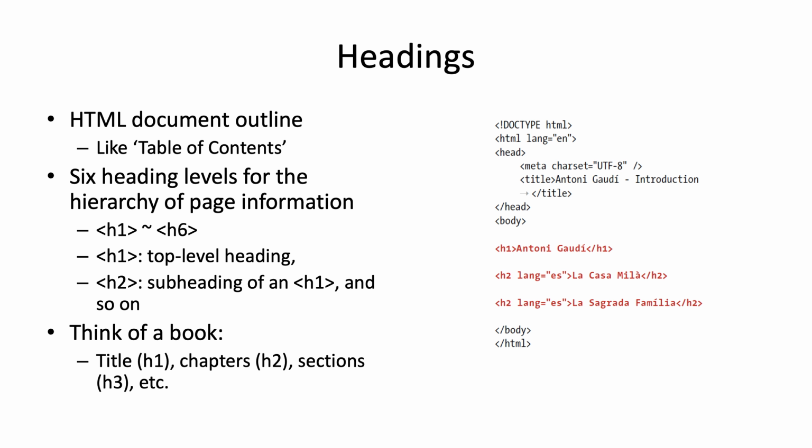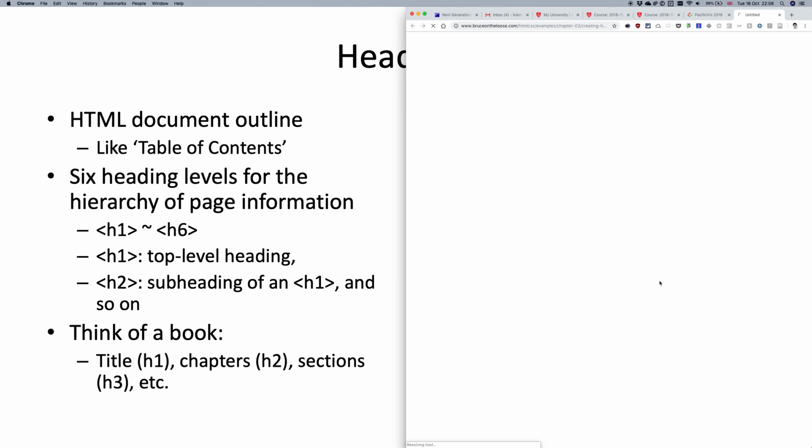This is a very simple HTML document, and you can see it uses some headings. So there's an H1, which will be the title for the entire page, and then you have two H2s, which are like section headings of the page. Okay, and if we open it in the web browser, it looks something like this. So you have the H1, which is the title for the entire page, and two H2 level headings.